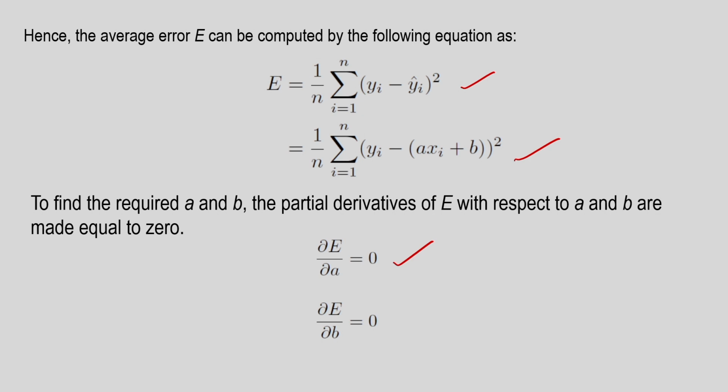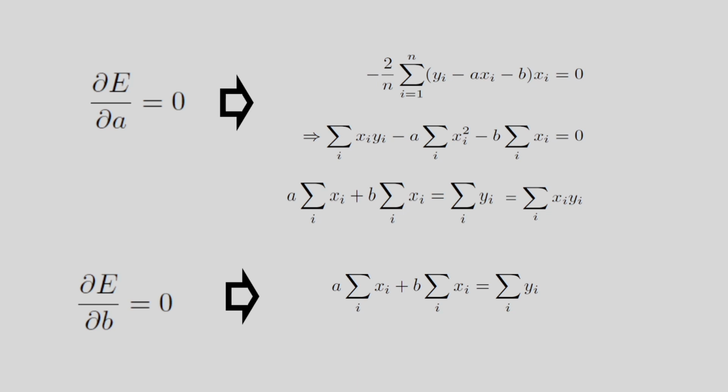So the objective is to find the slope A and intercept B which give the minimum error E. That is the objective. After this, if I consider the partial derivative of E with respect to A equal to 0, based on this I can get this equation. You can do the differentiation, and after doing the differentiation, I will get this one.